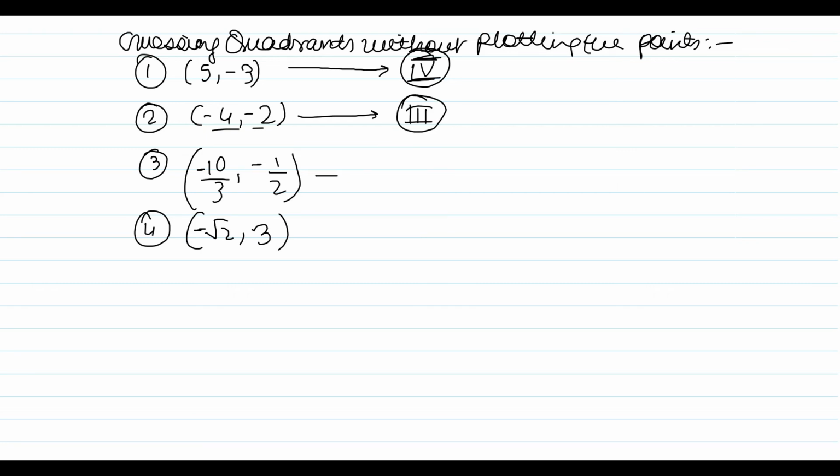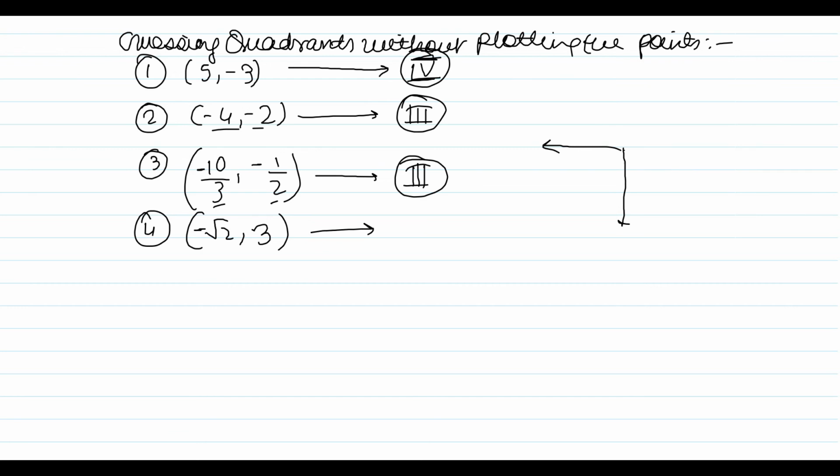I'm also going to show you pictorially, I'm also going to plot these points for you. But you have to guess these points without plotting, because that is something which is asked in the examination. Now here again you can see the same thing. There is a minus sign in front of the first coordinate and a minus sign in front of the second coordinate. Therefore you had to go minus 10 by 3 units to the left and minus 1 by 2 units down. So it was also in the third quadrant.